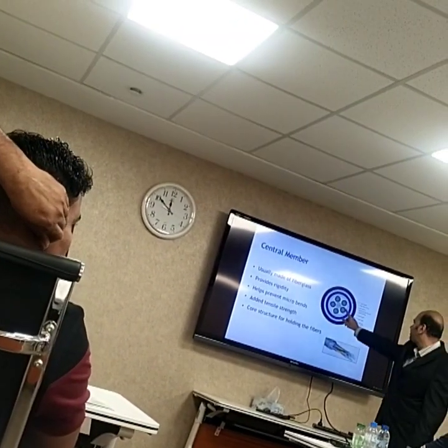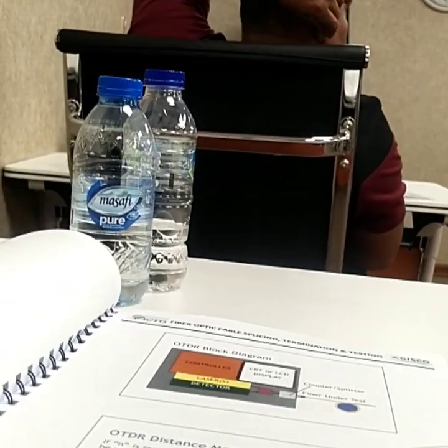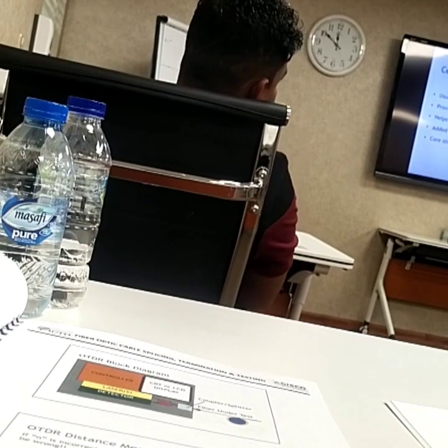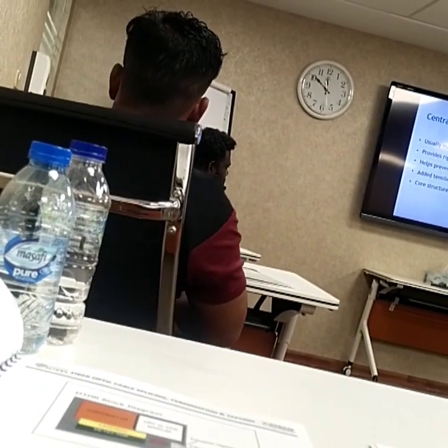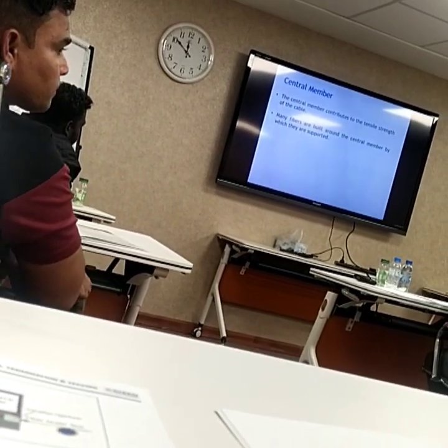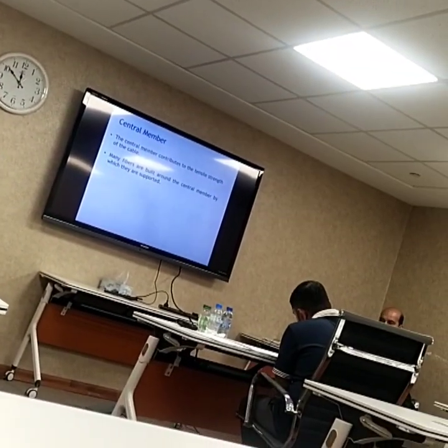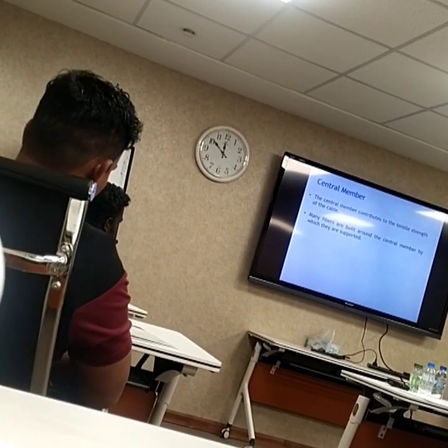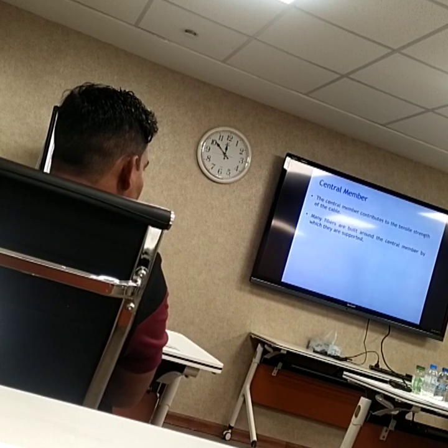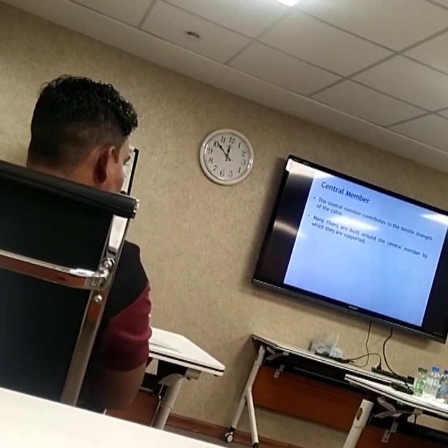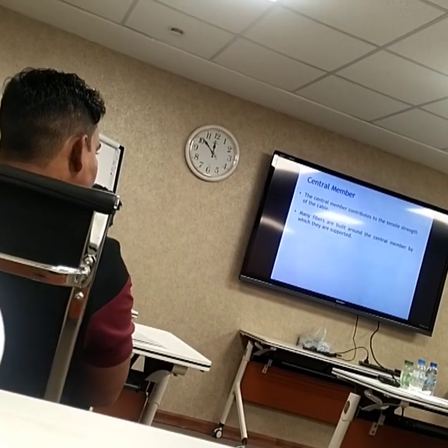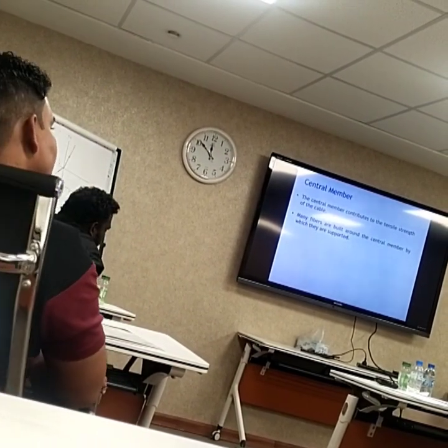This is the central member. The central member contributes to the tensile strength of the cable. The fiber optic cables need support, correct? So they are laid around the central member. So the central member is like a support, supporting all the fibers around it.